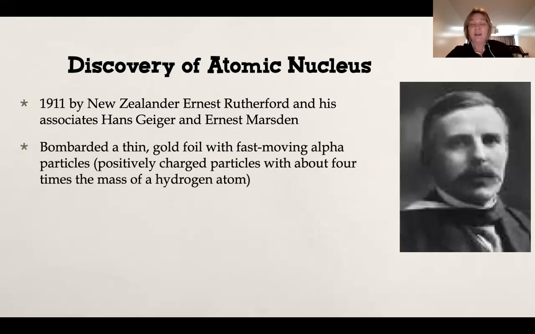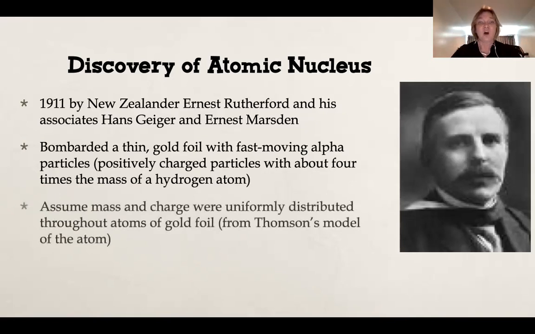An alpha particle is the nucleus of a helium atom, and the nucleus of a helium atom is comprised of 2 protons and 2 neutrons. So compared to hydrogen, which has only 1 proton, it is 4 times the mass of a hydrogen atom, and it has a positive charge because you have no electrons, because it's just the nucleus of a helium atom. So because of the plum pudding model from J.J. Thomson, they were assuming that the mass and the charge of an atom was uniformly distributed throughout the atoms of the gold foil.